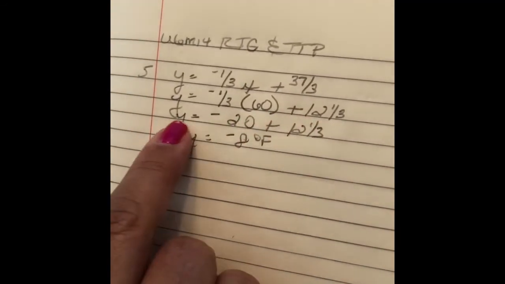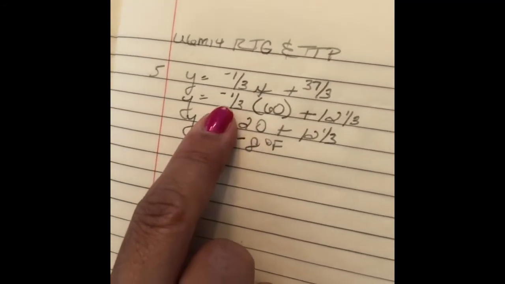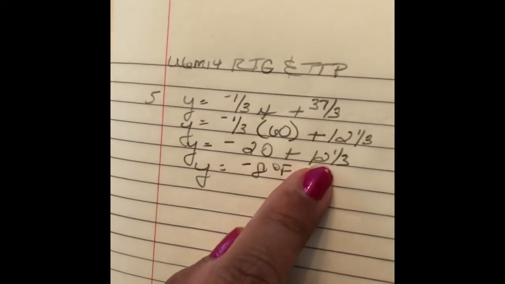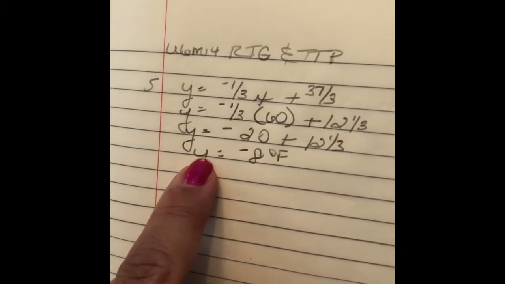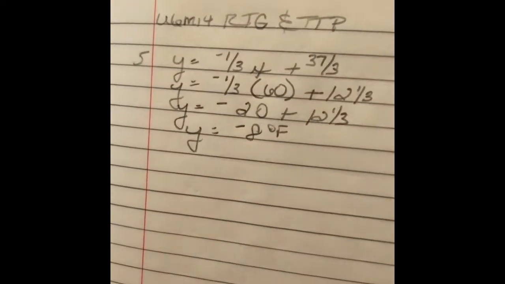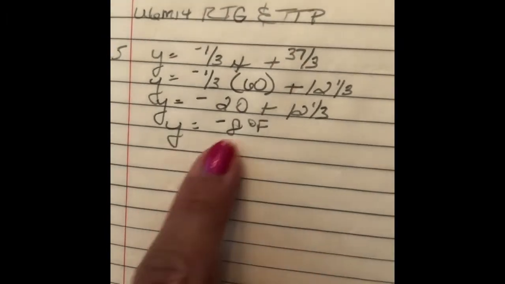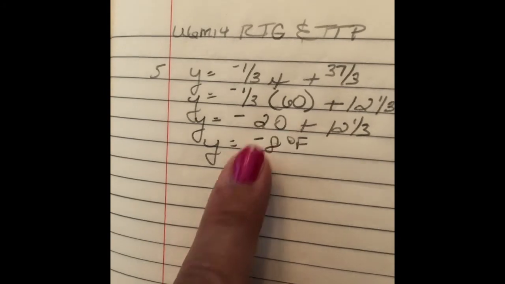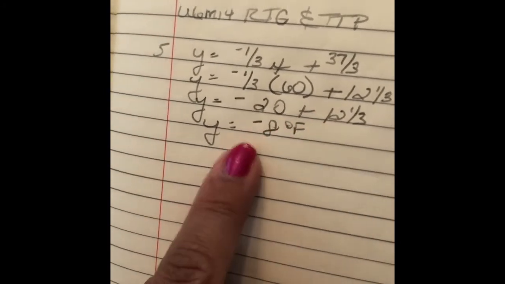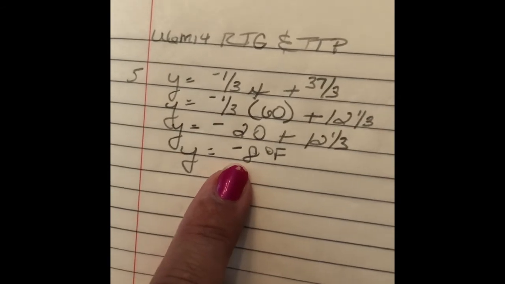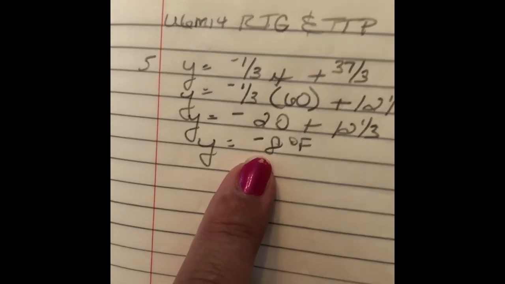Okay, now we just do the math. So y equals -1/3 times 60 is -20 plus 12 1/3. And then if we have -20 plus a positive 12 1/3, I think they asked for the nearest whole degree. So if we take -20 plus a positive 12, that gives us -8. So the wind chill would be -8. All right, hope that makes sense.